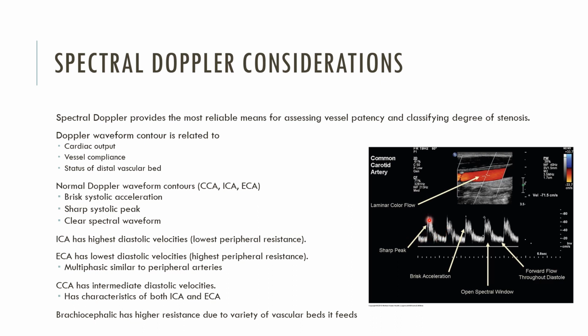Now here you see the blood flow is forward throughout all of these cycles. That would indicate a relatively low resistance. You also notice that we have what we call an open spectral window. So these black areas below the spectral lines are really indicating that I have a nice, neat, pure signal from the center of my vessel.